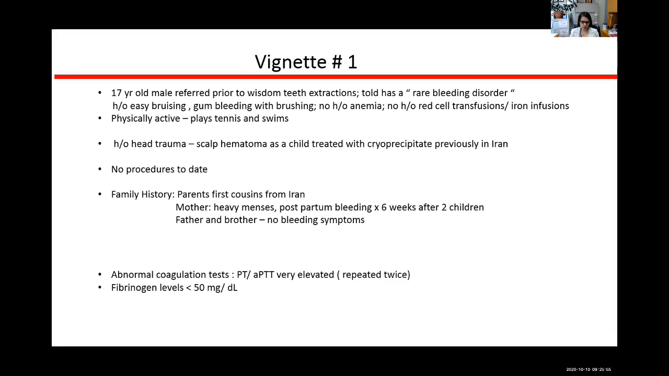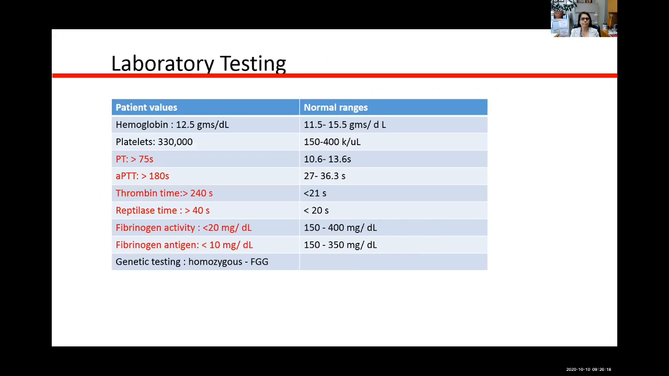So we obviously sent out some laboratory testing on him, and I'll show you a slide with the details of this. His blood counts were normal, his CBC was normal, but his PT and APTT were extremely prolonged, and this was repeated twice in order to make sure that these results are accurate. His fibrinogen levels were undetectable. So this slide basically highlights what I just described: normal hemoglobin and platelets, and infinitely prolonged PT, PTT, thrombin, and reptilase times, undetectable fibrinogen activity and antigen.